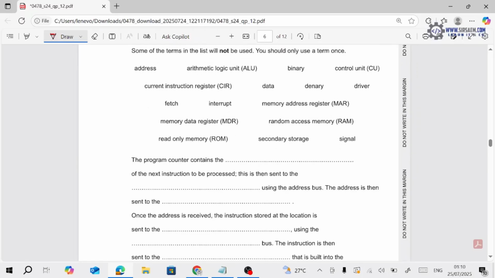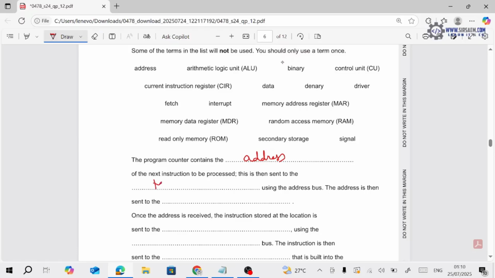Okay, the program counter contains the address of the next instruction to be processed. This is then sent to the dash using the address bus. This is sent to the memory address register.